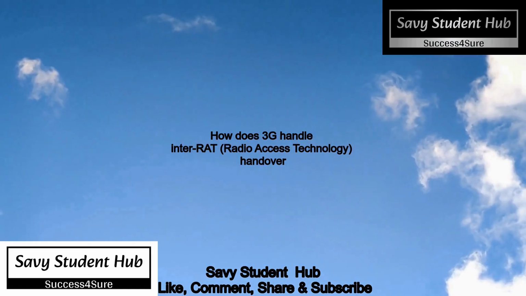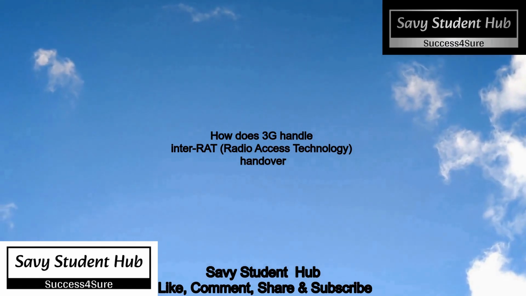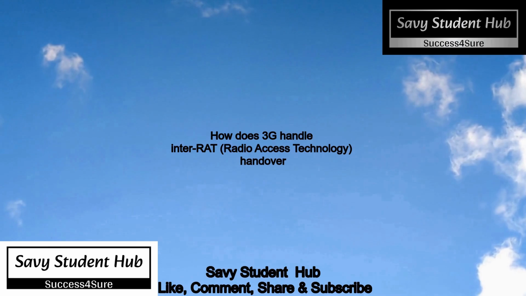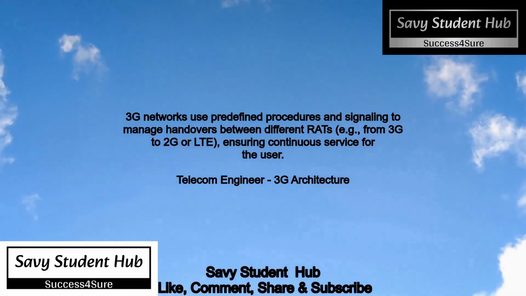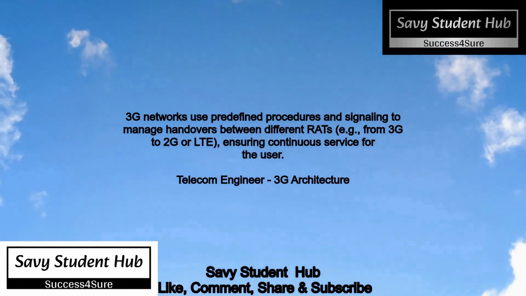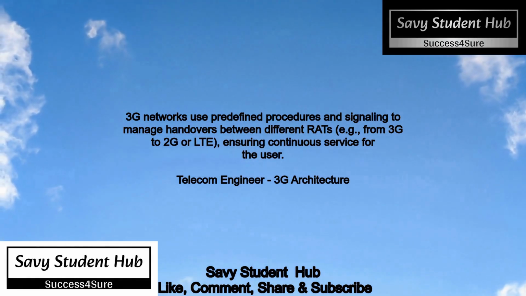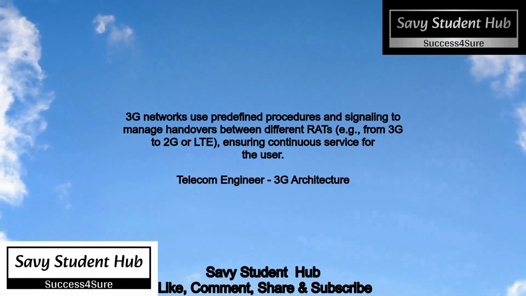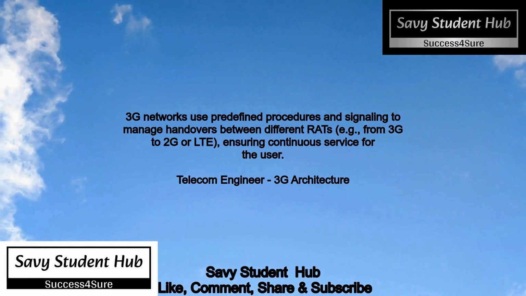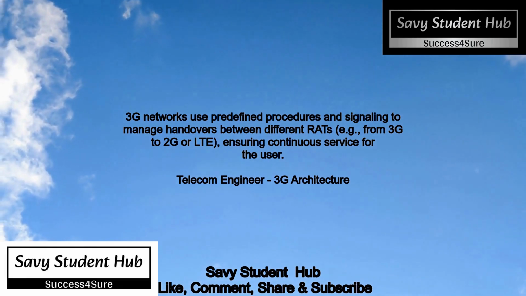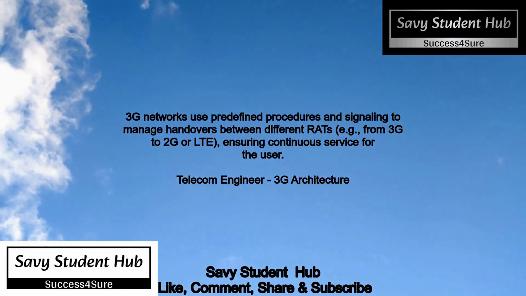How does 3G handle inter-RAT, radio access technology, handover? 3G networks use predefined procedures and signaling to manage handovers between different RATs, e.g., from 3G to 2G or LTE, ensuring continuous service for the user.